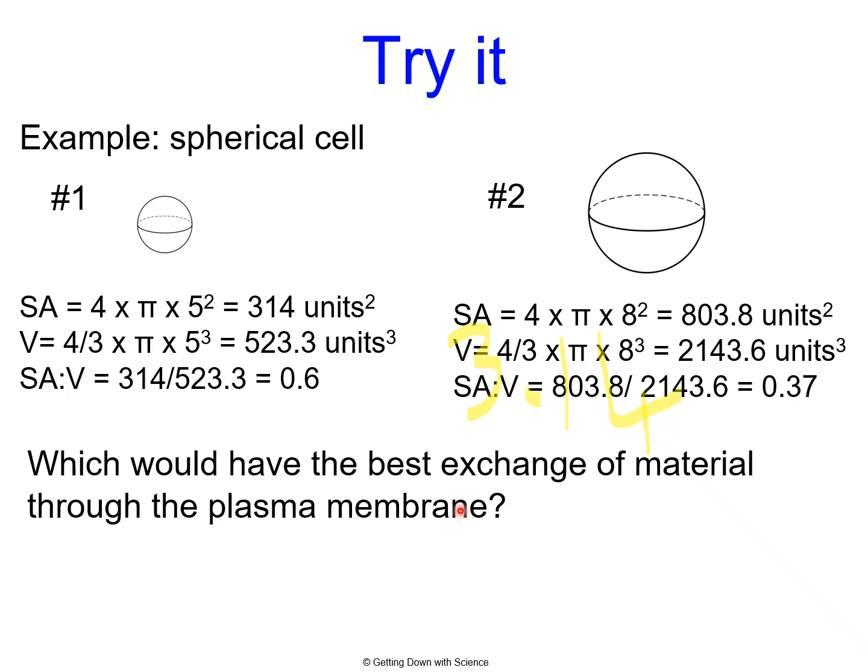Now, the question is asking which of these are best at exchanging materials. The one that is best at exchanging materials is always going to be the one that has the higher surface area to volume ratio. So 0.6 is higher than 0.37. So the correct answer is cell 1. It's option 1.